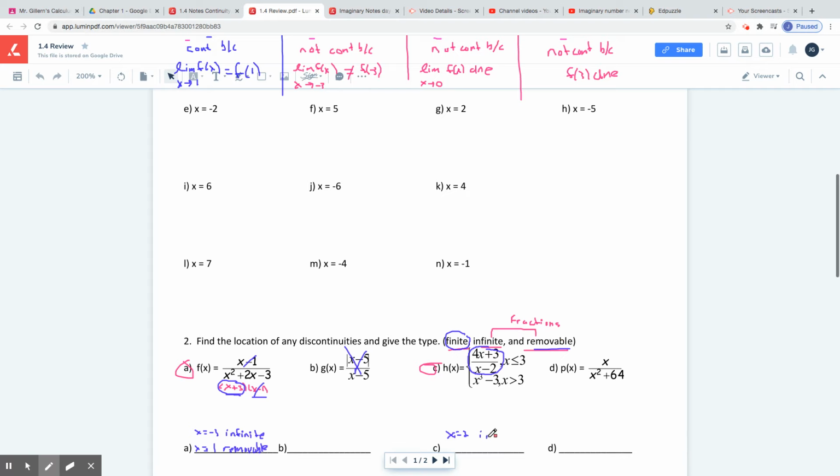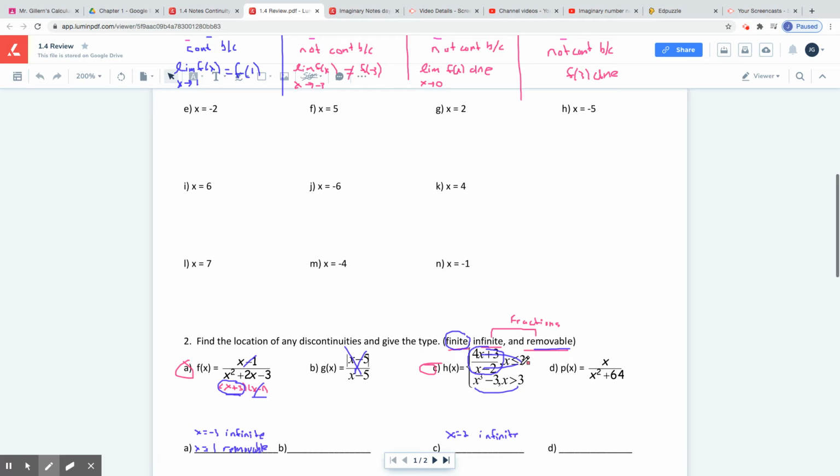So we have x equals 2, infinite. All right, then to check the finite, you plug 3 into both pieces, for all the x's. If you get the same thing, then it's going to be continuous, so that means it's not going to be any discontinuities. But if they're different, then it's going to be a discontinuity, not continuous, and it means it's finite.